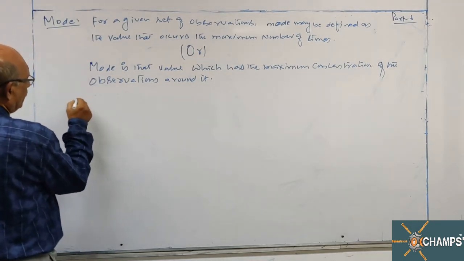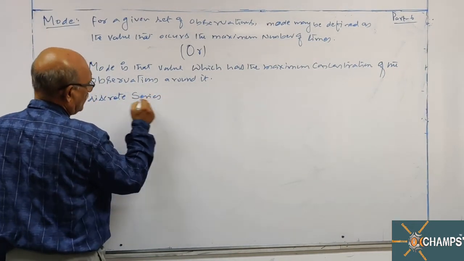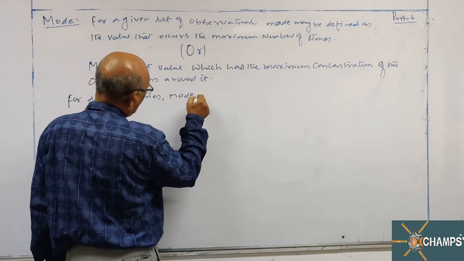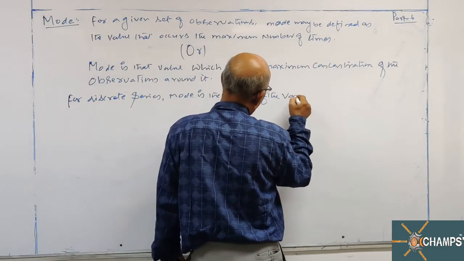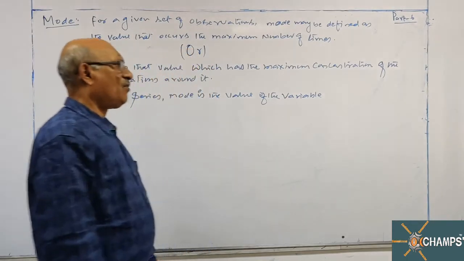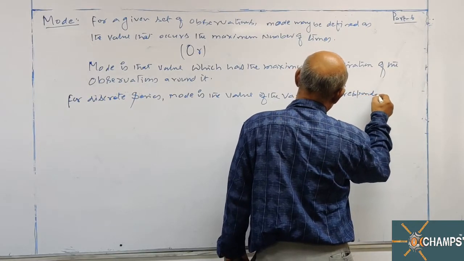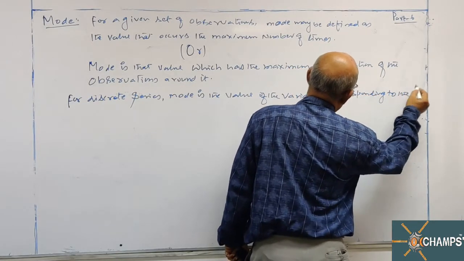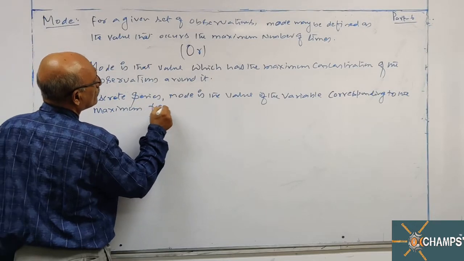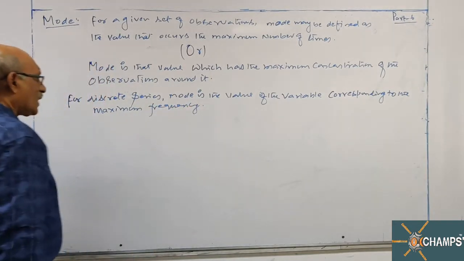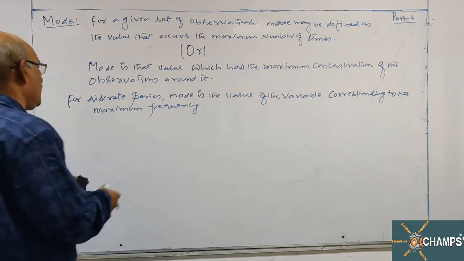Next, this is for individual observations. For a discrete series, mode is the value of the variable corresponding to the maximum frequency.